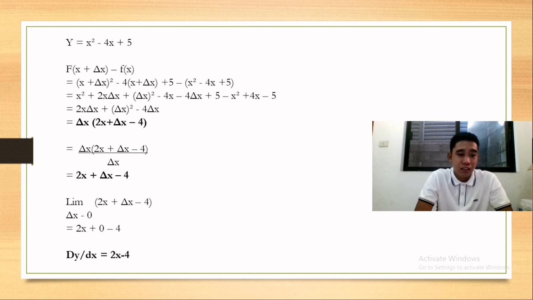Kasi kakanselahin natin yung delta x parehas, numerator sa denominator. Tapos limit of 2x plus delta x minus 4 as delta x approaches 0. Substitute 0 to delta x. So 2x plus 0 minus 4. Cancel yung 0, then dy/dx equals 2x minus 4.